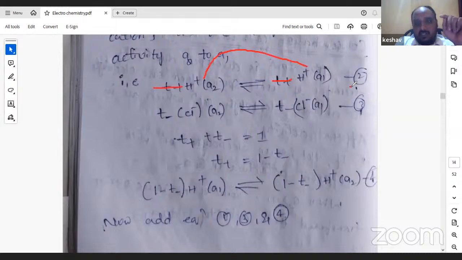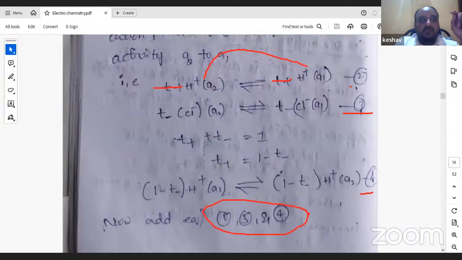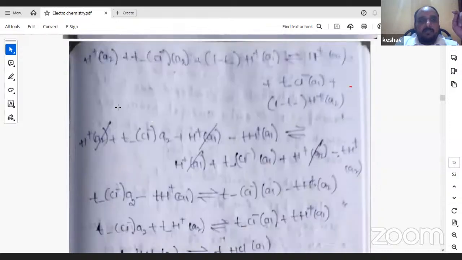And this is the equation 3 and equation 4. We are adding equation 1, equation 3 and equation 4. So what we will get by adding all those equations? Simply adding, 3 equations will be there. With the equilibrium condition, how many will be left hand side? All will be left, and all will be right hand side, right?